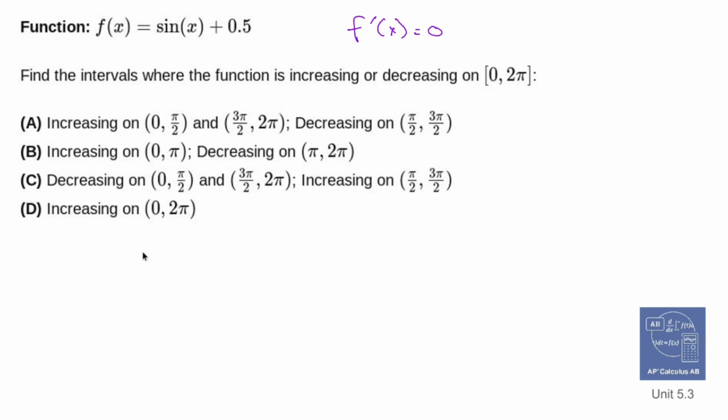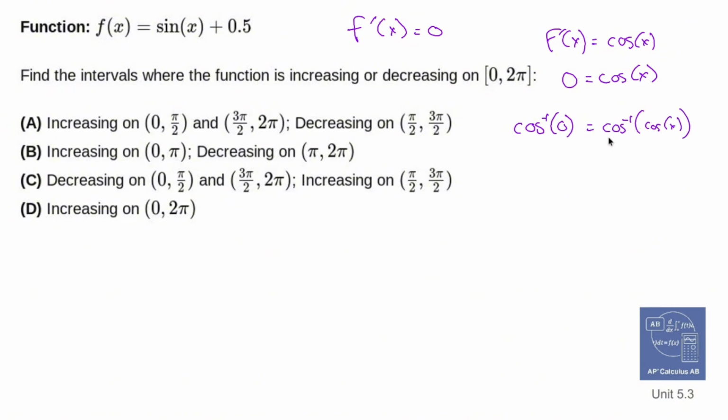So the derivative, f prime of x, is going to be cosine x plus nothing. So set that equal to 0. Now, if I were to inverse cosine both sides, I would take the inverse cosine of 0 and the inverse cosine of cos x, making these cancel out, and then I'm left with just x. Now, cosine is 0 at two spots between 0 and 2 pi. It's 0 at pi over 2 and 3 pi over 2.